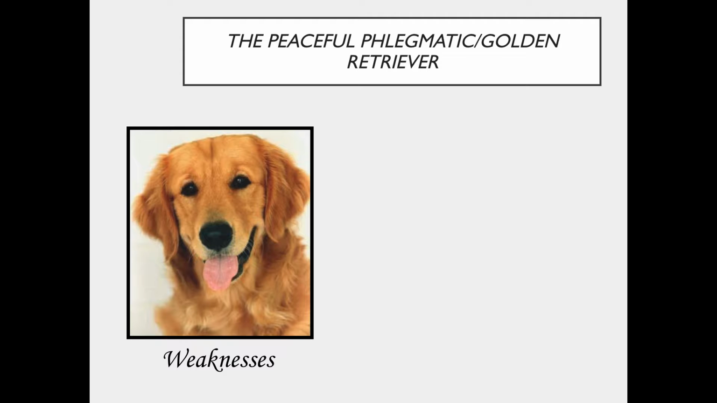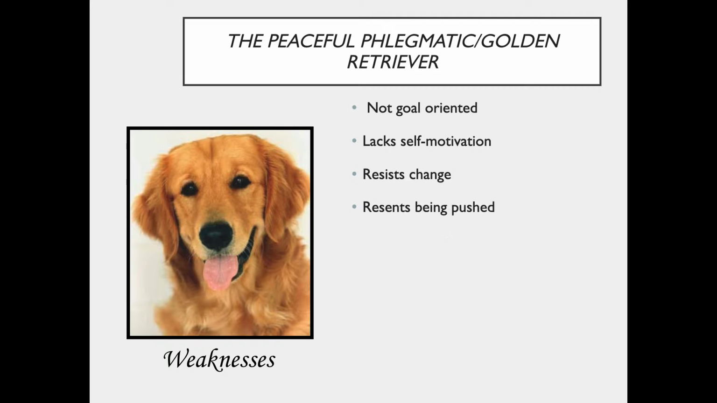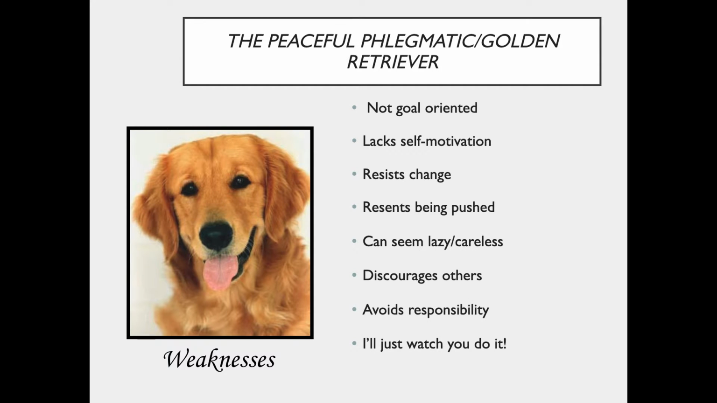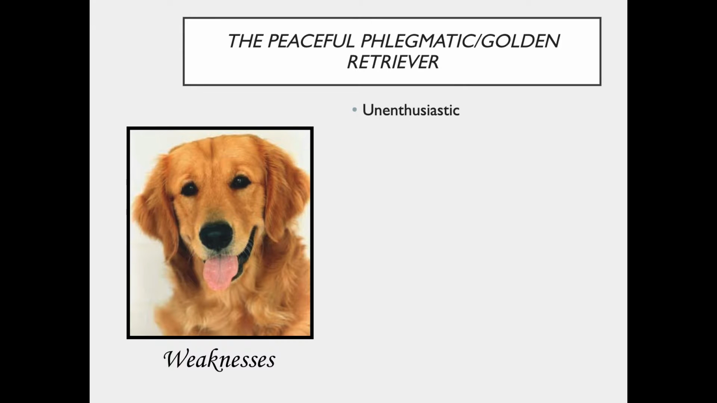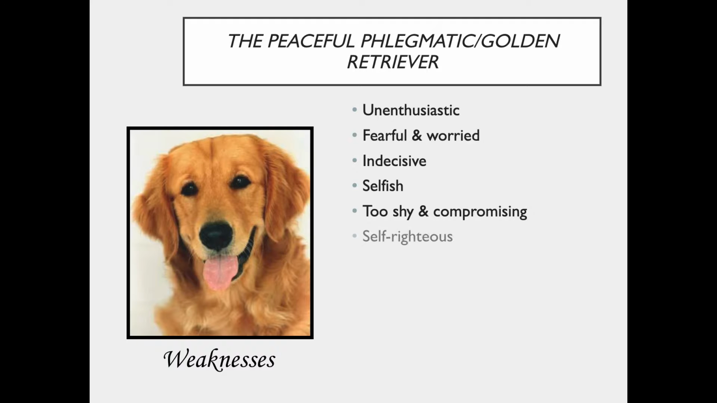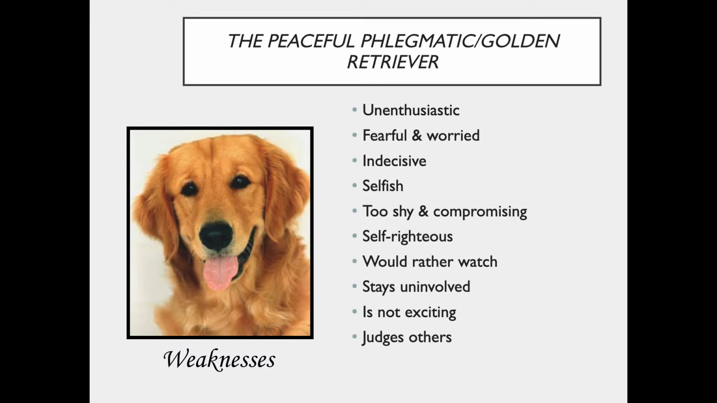Okay, now, the weakness of your golden retriever: they're not goal oriented, they lack self motivation, they're resistant to change, resist being pushed, can seem lazy and careless, discourages others, avoids responsibility. I'll just watch you do it. Unenthusiastic, fearful and worried, indecisive, selfish, too shy and compromising, self righteous, would rather watch, stays uninvolved, is not exciting, judges others.